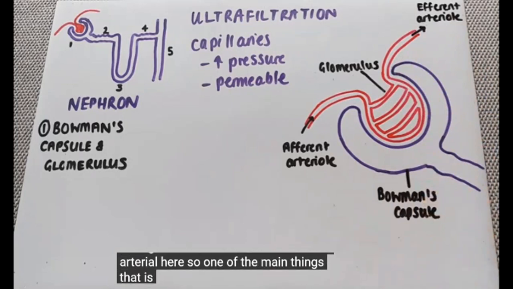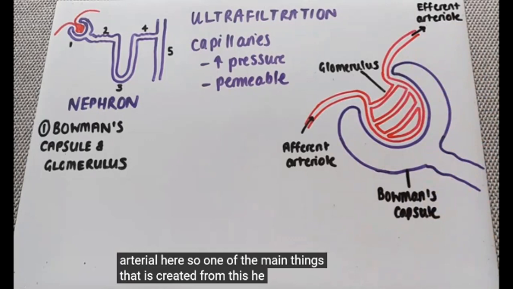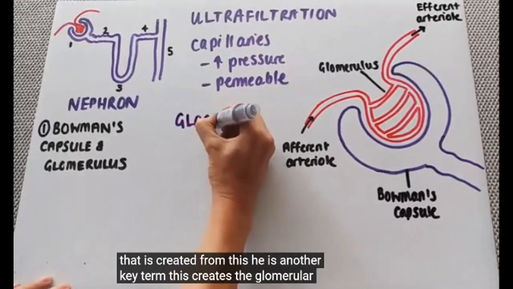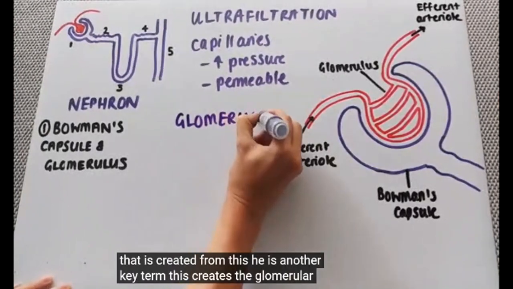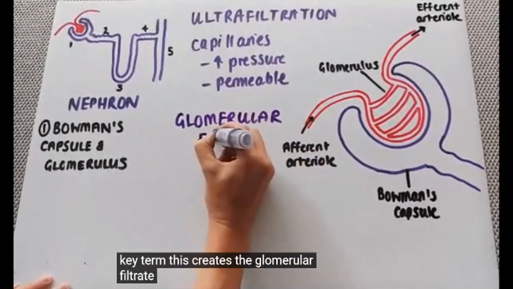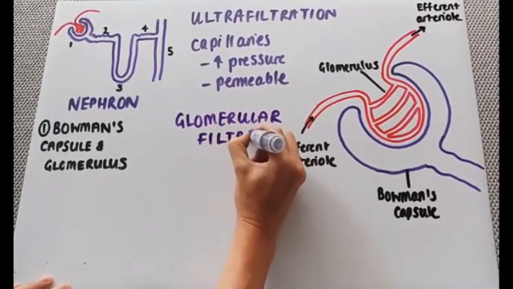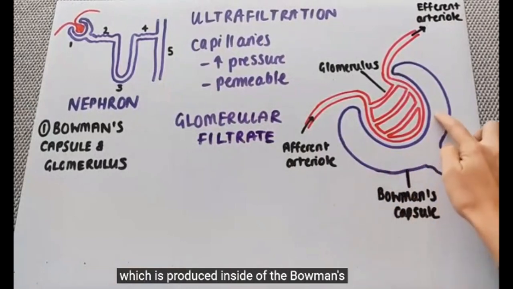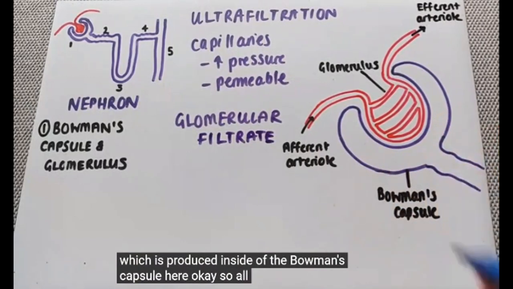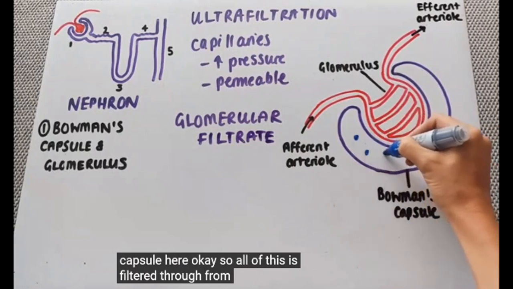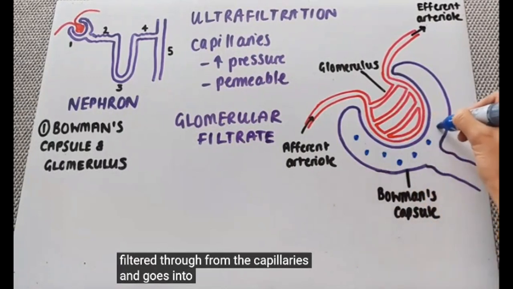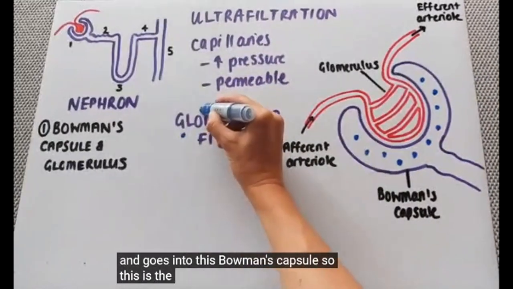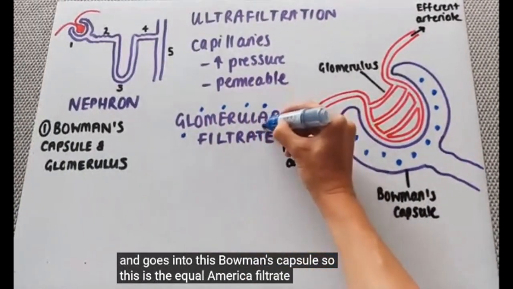So one of the main things that is created from this is another key term. This creates the Glomerular Filtrate, which is produced inside of the Bowman's capsule here. Okay, so all of this is filtered through from the capillaries and goes into this Bowman's capsule. So this is the Glomerular Filtrate.